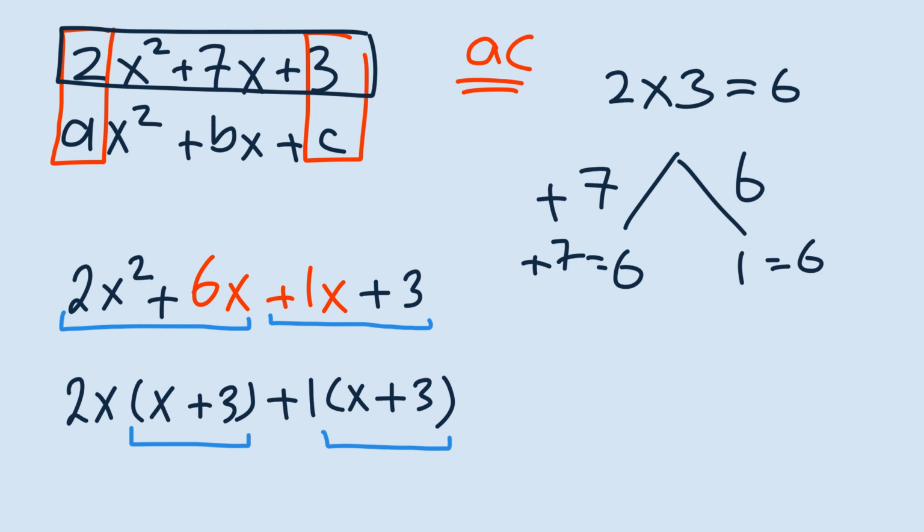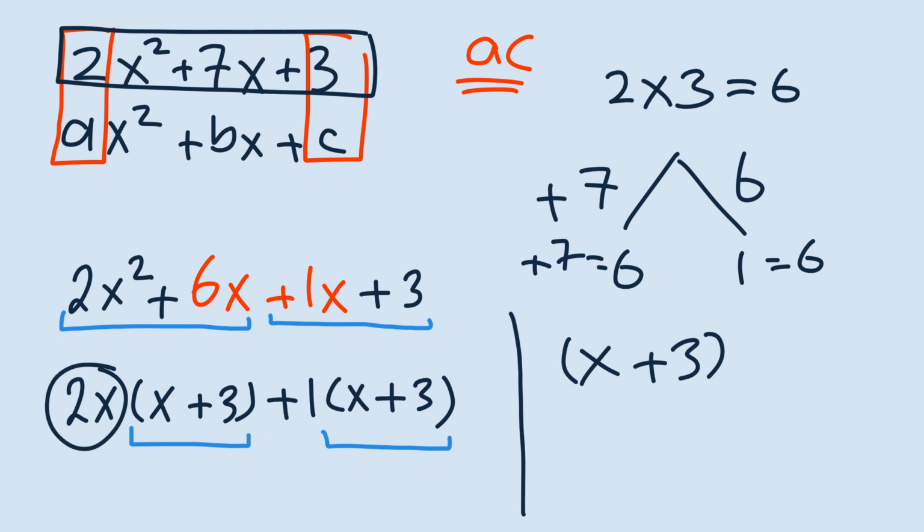Okay, so now from here I can take x plus 3 as the greatest common factor, right? Because it is available here in the first term and the second term, so I can take them as the greatest common factor, and all the remaining terms, which is 2x plus 1, I will put them in another parenthesis, which is 2x plus 1, and this is the final answer.